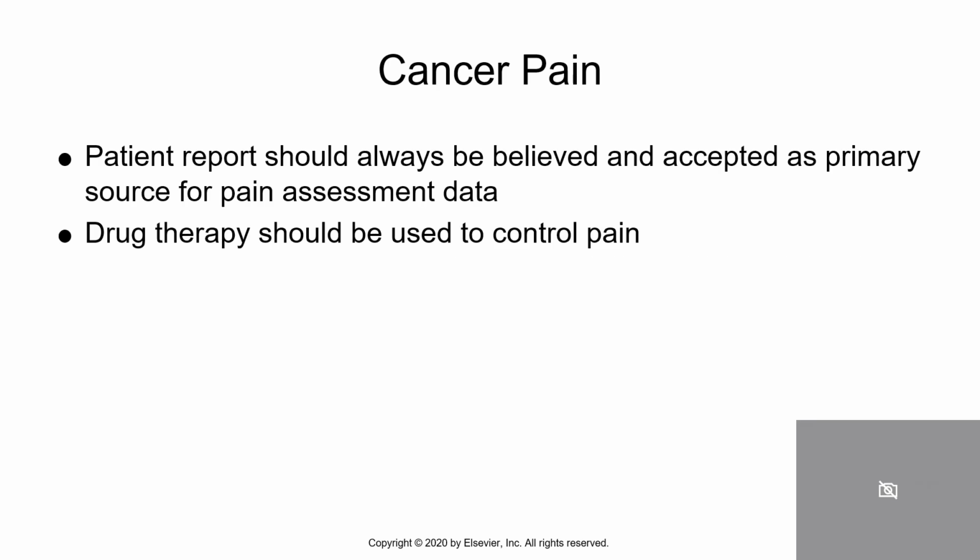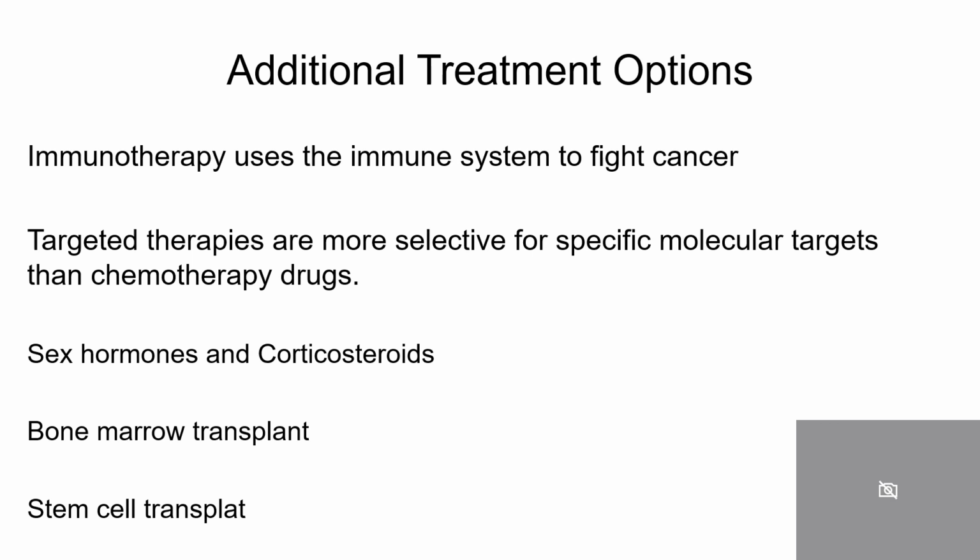Patients who are experiencing cancer pain should always be believed. If they say they're in pain, they're in pain, and they should receive appropriate pain medication to help cope with that pain. Additional treatment options include immunotherapy, targeted therapies, which we mentioned in the last presentation, sex hormones and corticosteroids, bone marrow transplants, and stem cell transplants.